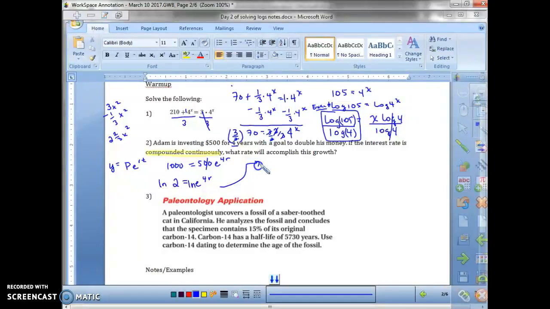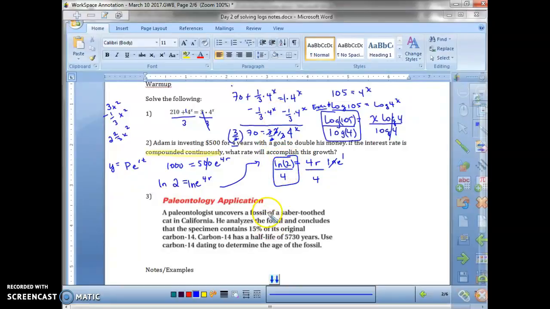So taking this up here, I have natural log of 2 is equal to 4r times natural log of e, which ln of e is just 1. So r will be natural log of 2 divided by 4. And this is the exact answer. Be sure to close the parentheses if you're using a calculator.